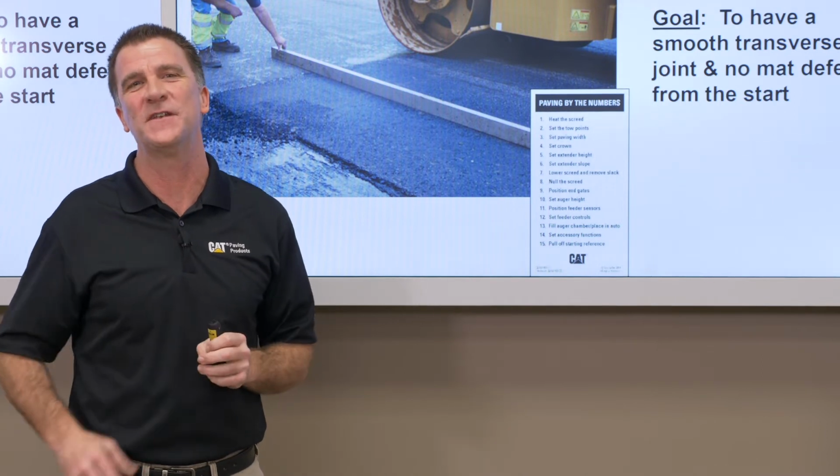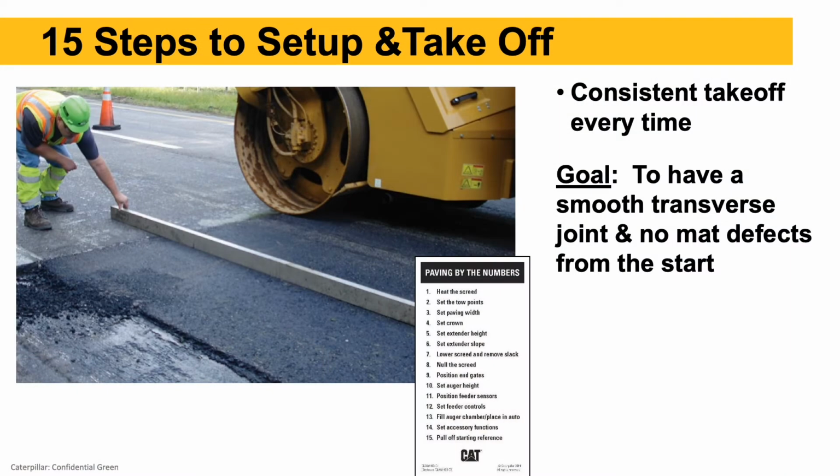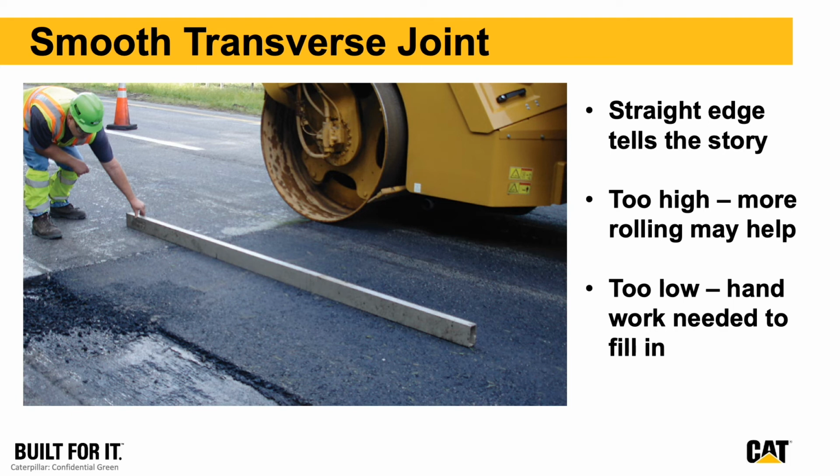That's really what these 15 steps are focused on, to get a consistent takeoff every single time. So the goal, again, a smooth transverse joint, no mat defects right from the start. The straight edge really tells the truth here, right? So after we do construct and compact our transverse joint, we put a straight edge on it. We want to get that nice smooth transition between yesterday's paving and today's startup. The goal is really to minimize or even eliminate handwork. So we want to set the paver down, take off without handwork.